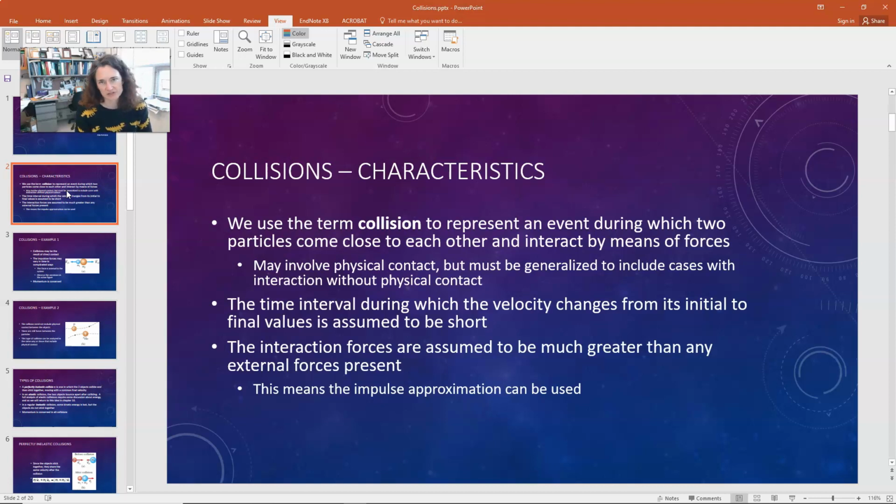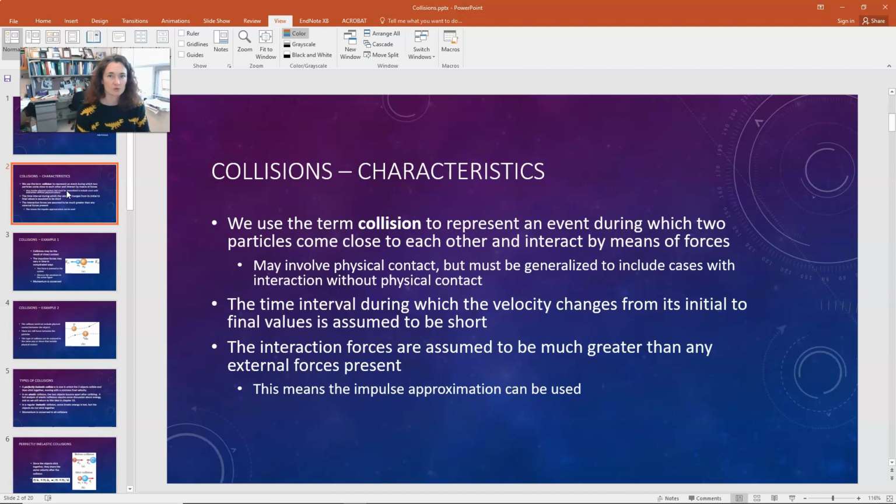And really on the nanoscale, what does it even mean when you say two particles are touching, right? Now, we're going to make certain assumptions. First is that the time interval during which the velocity changes from its initial and final values is assumed to be a short period of time.